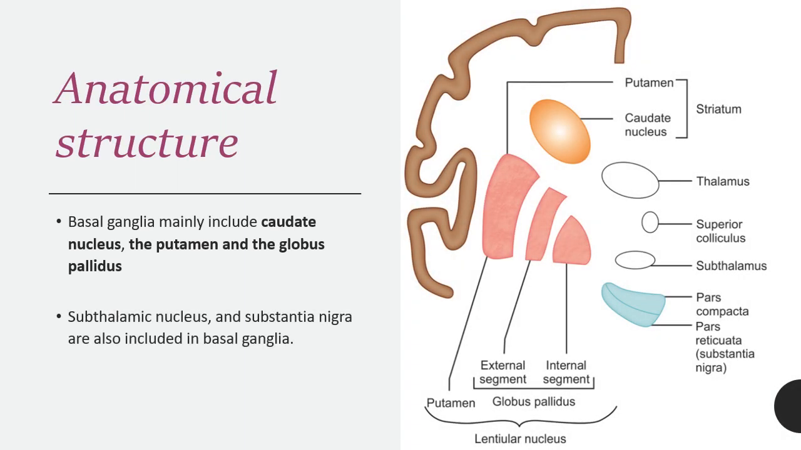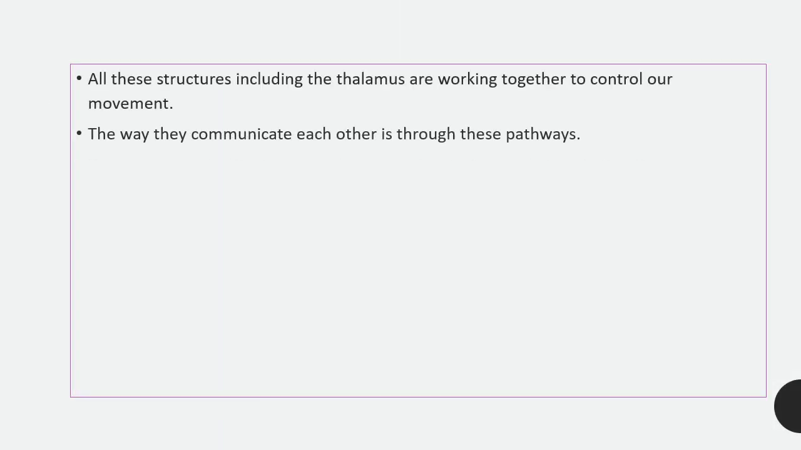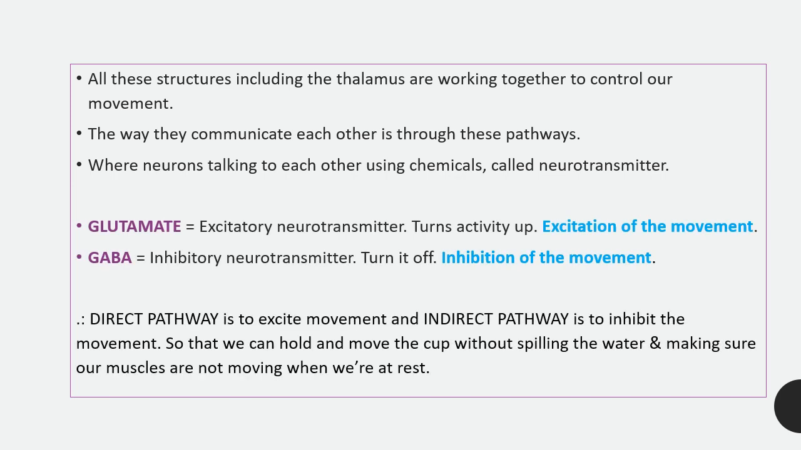From anatomical structure, the basal ganglia mainly include the caudate nucleus, the putamen and the globus pallidus. The subthalamic nucleus and substantia nigra are also included in the basal ganglia. All these structures, including the thalamus, are working together to control our movement.